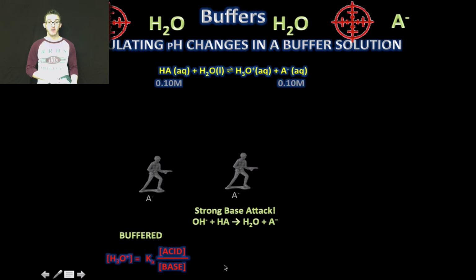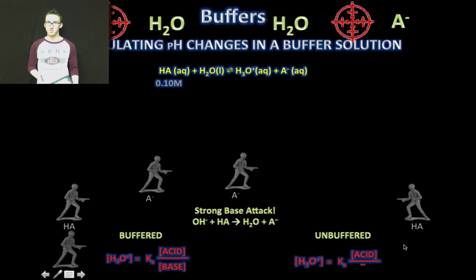Again, think about a buffered solution. We have both components. We're well protected on all sides. In an unbuffered system, we sort of left one of our flanks unprotected. So in the buffered system, our conjugate base concentration is going to increase. We'll sacrifice some of our weak acid, so there will be a slight change in pH.